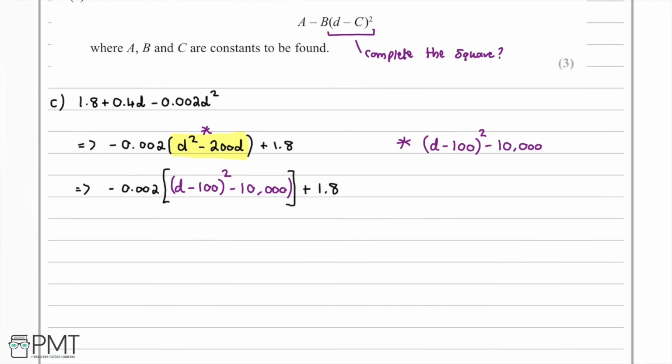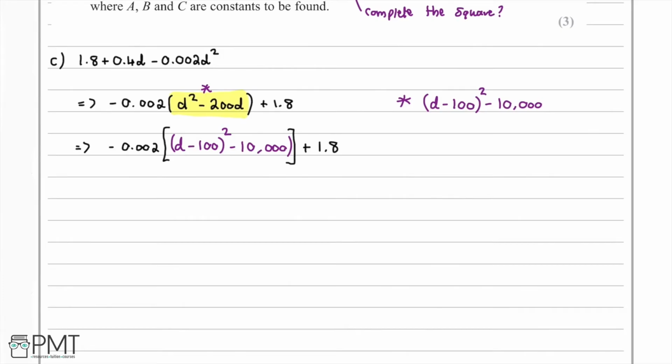So then the next step for us is going to be to multiply out these brackets. So we'll first have negative 0.002 multiplied by our d minus 100 squared. So that will give us negative 0.002 (d minus 100) squared. And then we're going to have negative 0.002 multiplied by negative 10,000, which comes out as positive 20. And then that's us finished with the big brackets. So we then have our constant 1.8 on the end.